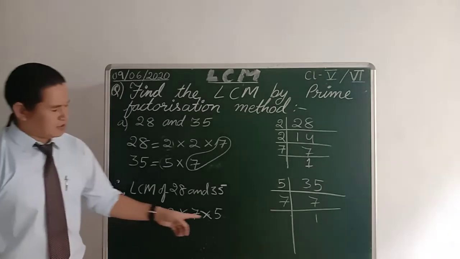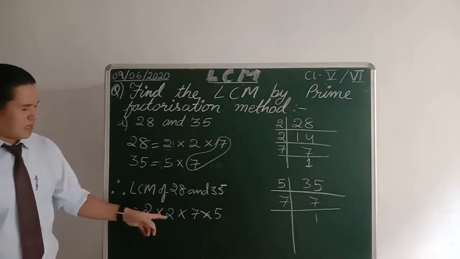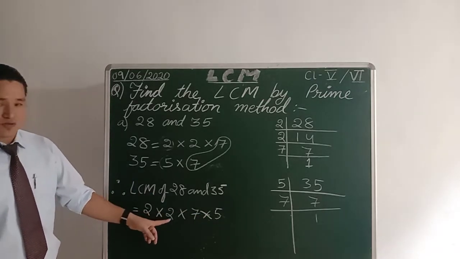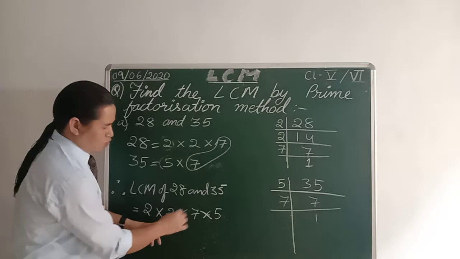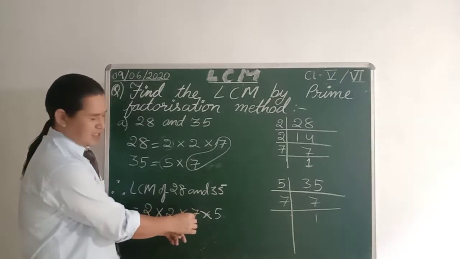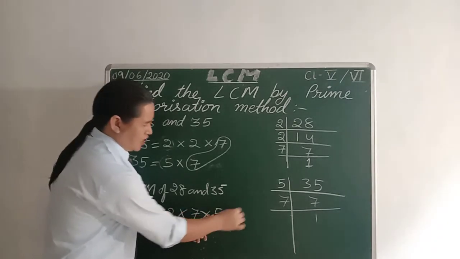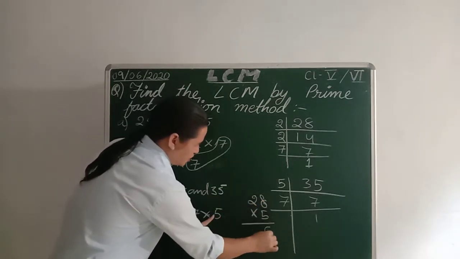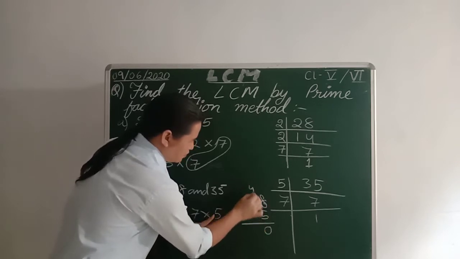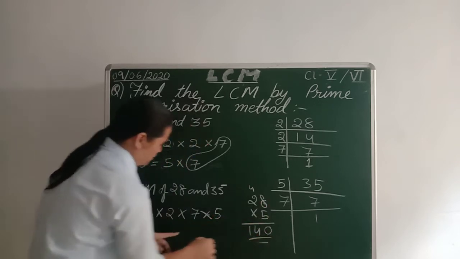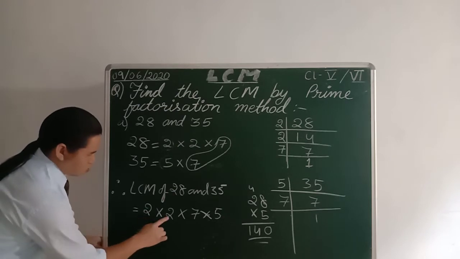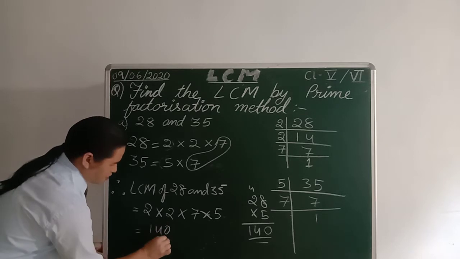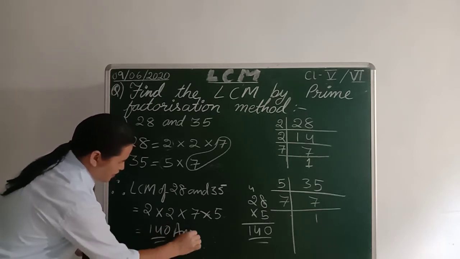After writing all the numbers, multiply all the given numbers. 2 2s are 4. Now multiply 4 into 7. 4 7s are 28. Then 28 into 5. How much will you get? 5 8s are 40, carry over 4. 5 2s are 10 plus 4, 14. That means 140. So 2 2s are 4, 4 7s are 28, 28 5s are 140. So this is your answer.